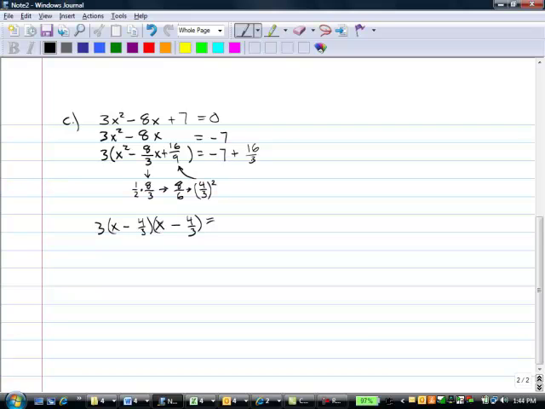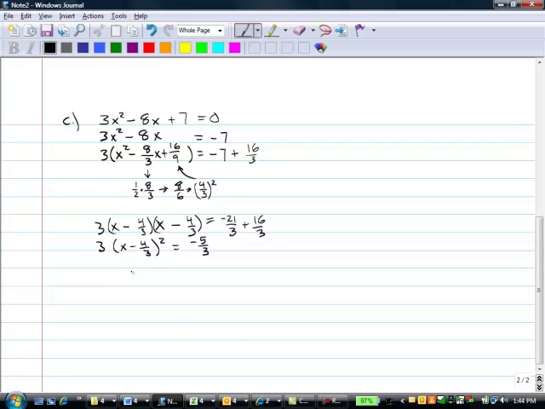Let's see. Minus 7, I need a common denominator of 3. That's really minus 21 over 3 plus 16 over 3. All right, and then we have 3, and this is a perfect square, so I'm going to write it as a square there. Minus 21 over 3 and plus 16 over 3 gives us a minus 5 over 3. All right, well, I'm going to get rid of this 3 at this point. Some people do get rid of that 3 earlier on. I didn't, so I'm going to get rid of it now.